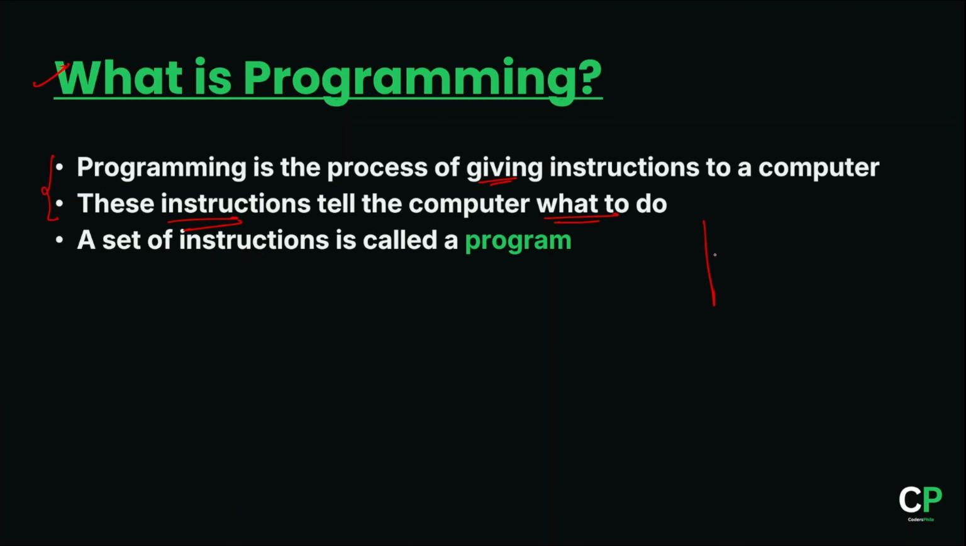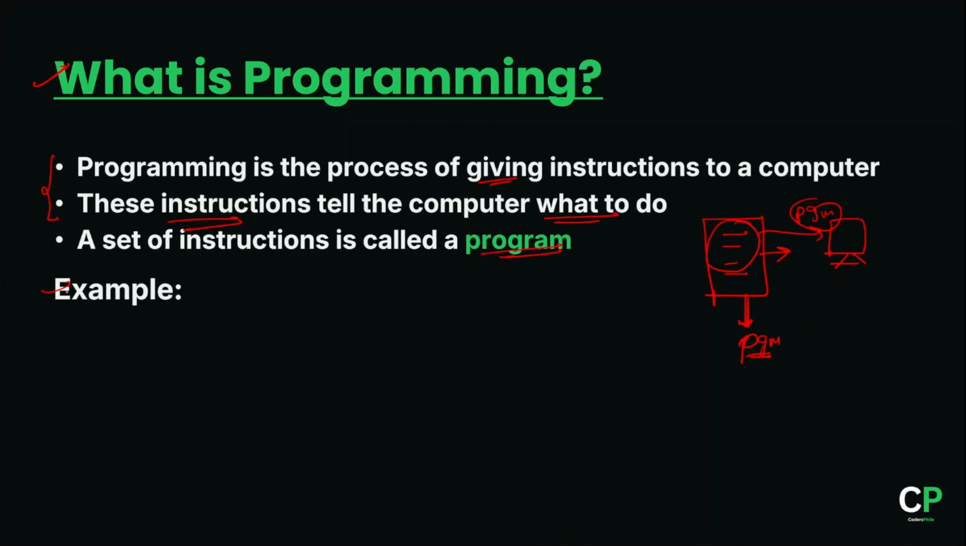And this set of instructions that we give to a computer is known as a program. So programming is the process of giving a set of instructions to a computer. This process of giving a set of instructions to a computer is known as programming, and this set of instructions that we give to a computer is known as a program.